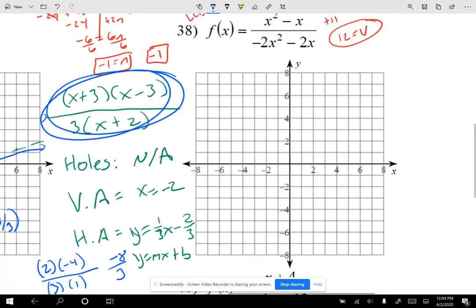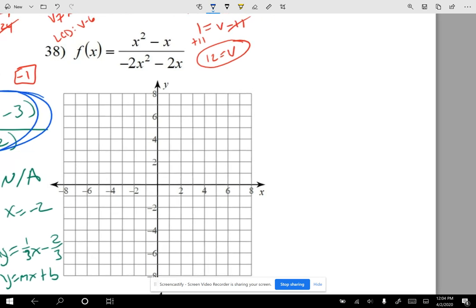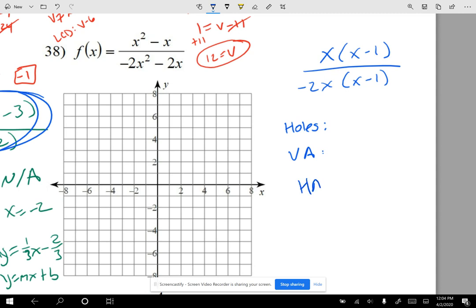Now let's take a look at question number 38. Remember, I factor my function if possible. From the top, I can factor an x, so that gives me x minus 1. From the bottom, I can factor a negative 2x, so that's going to give me x minus 1. From here, I'm going to see if I can get any holes, any vertical asymptote, and horizontal asymptote.